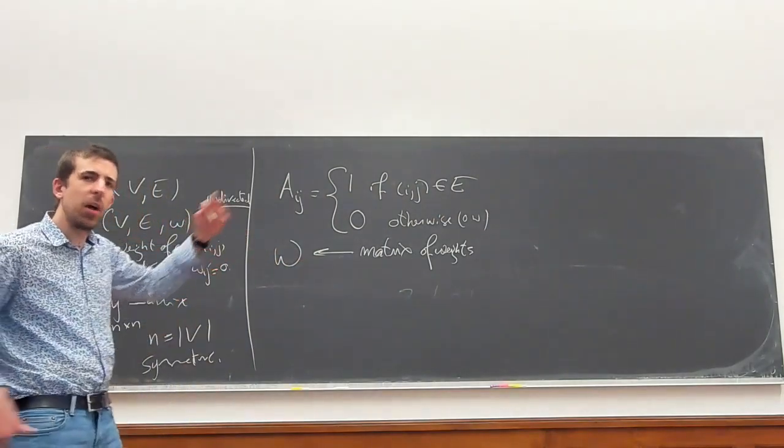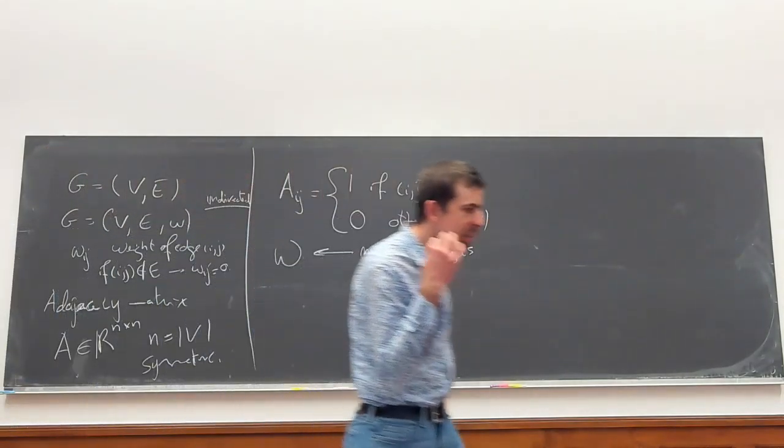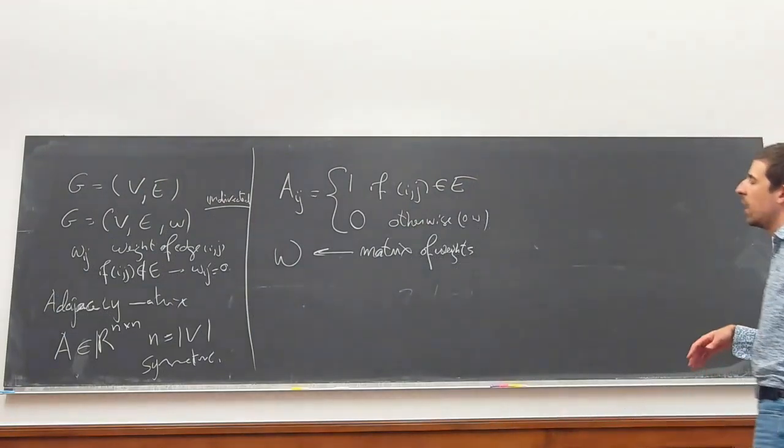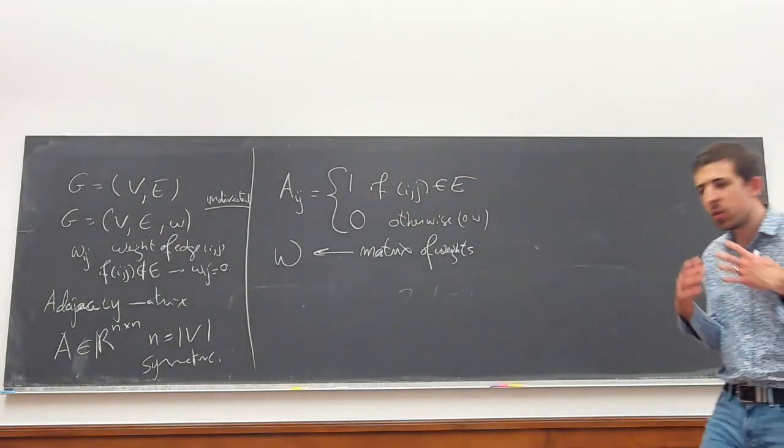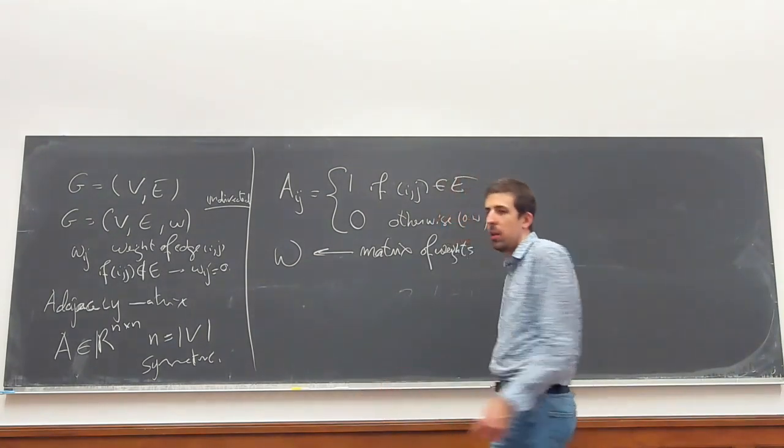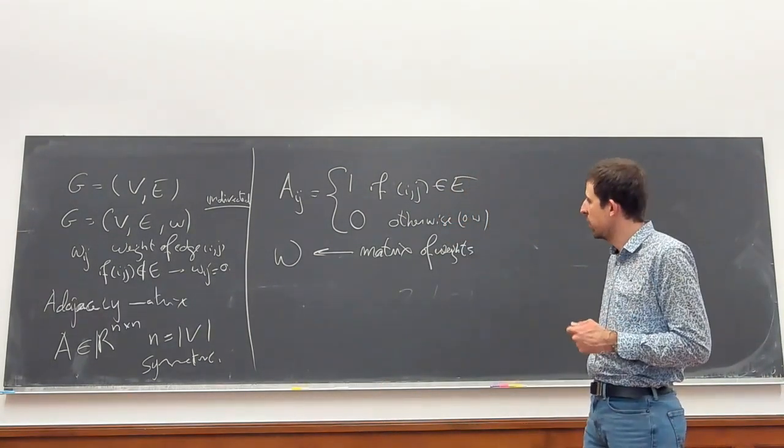And as we'll see, eigenvalues and eigenvectors of A are going to tell us a lot about the geometry of the graph. That's the basis of spectral graph theory. The spectrum of matrices is telling us something about the graph.